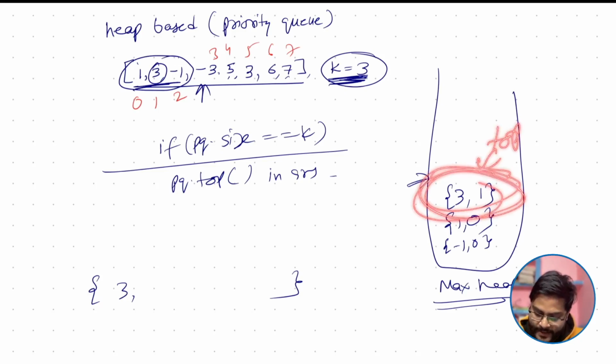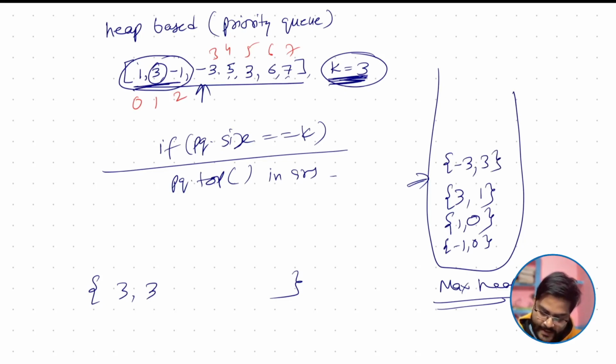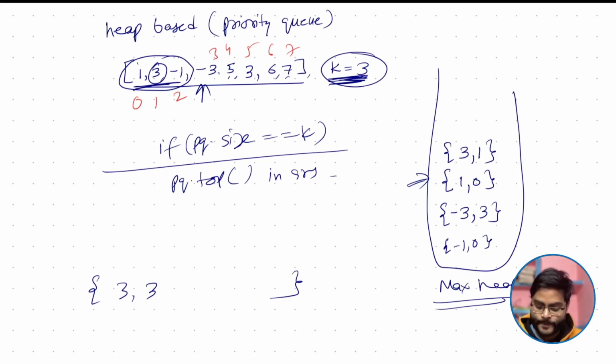If my top element is not in range, then remove it. Now in this window I will insert this one. So I will insert -3 comma 3, and this will be balanced. After balancing, my heap will look like this.